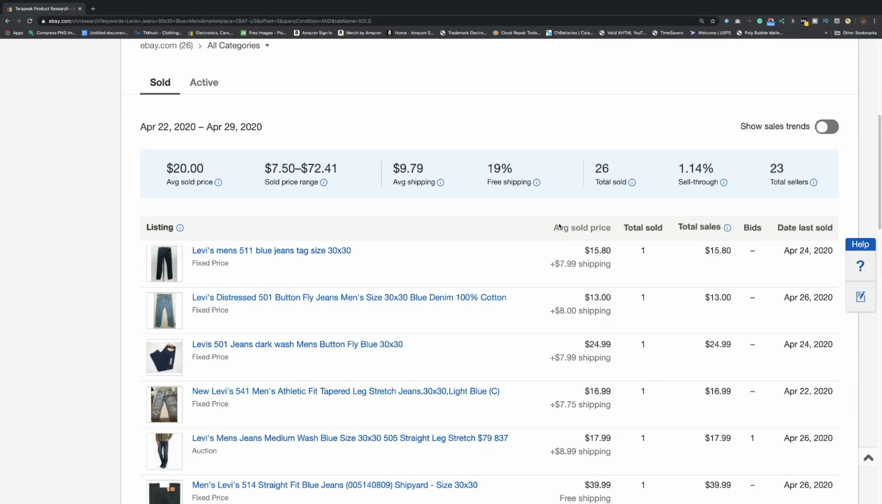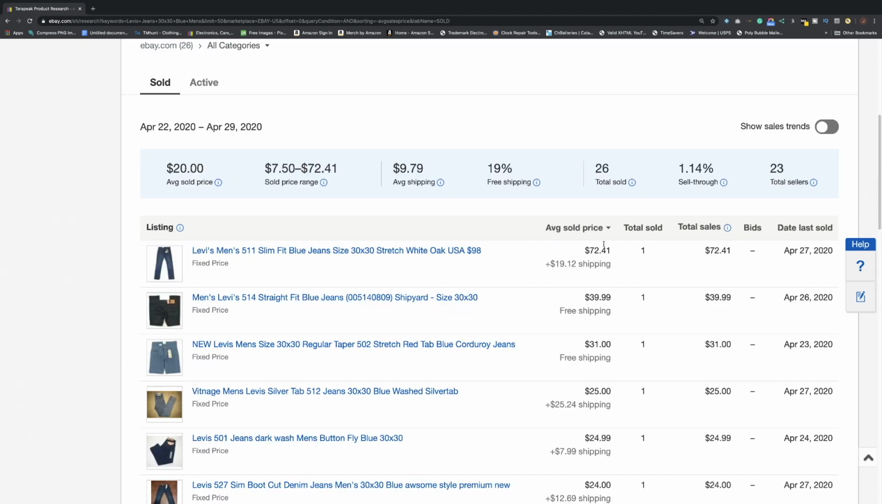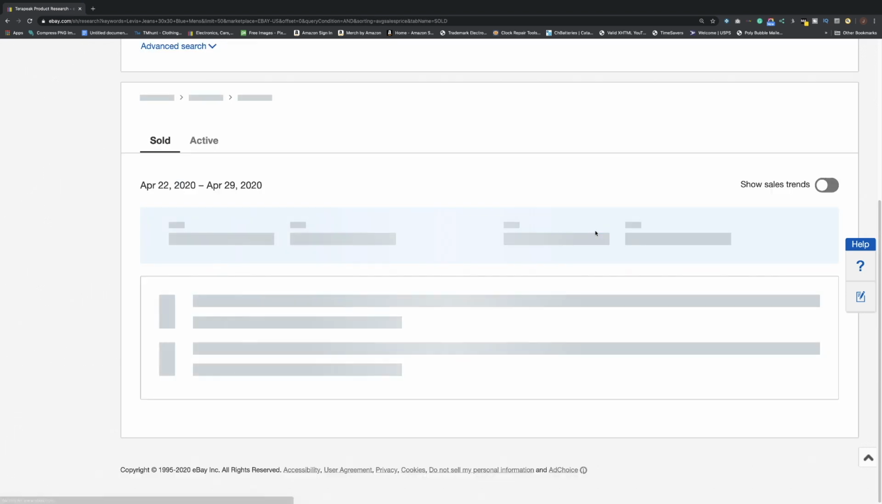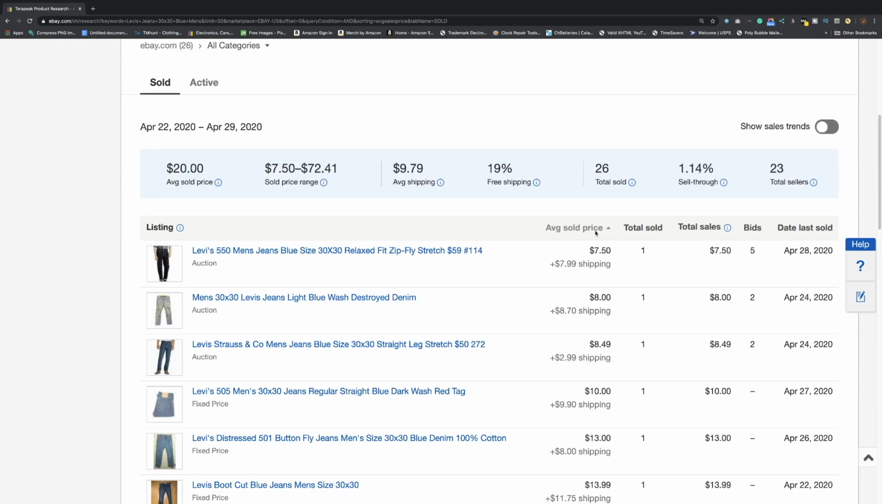Okay, so here we go. So the question is, what do I charge for my jeans? That's what we're here to learn, right? So okay, so let's go over here. So average sold price. If you click on the average sold price, it'll give you the highest to lowest. If you click on it again, it'll give you lowest to highest. So you get an idea.